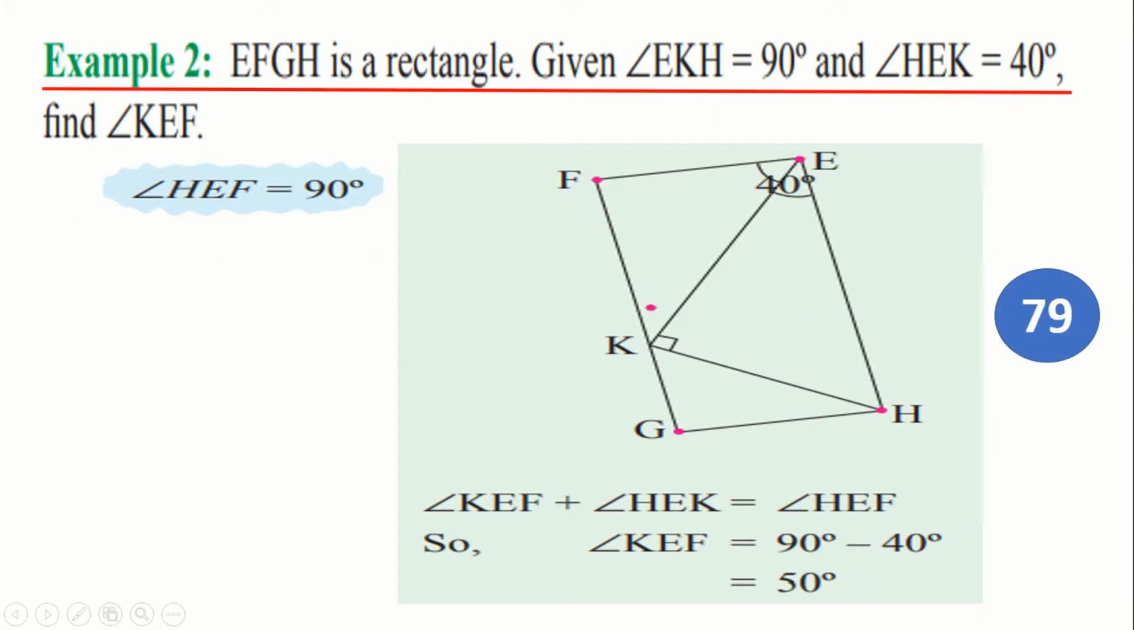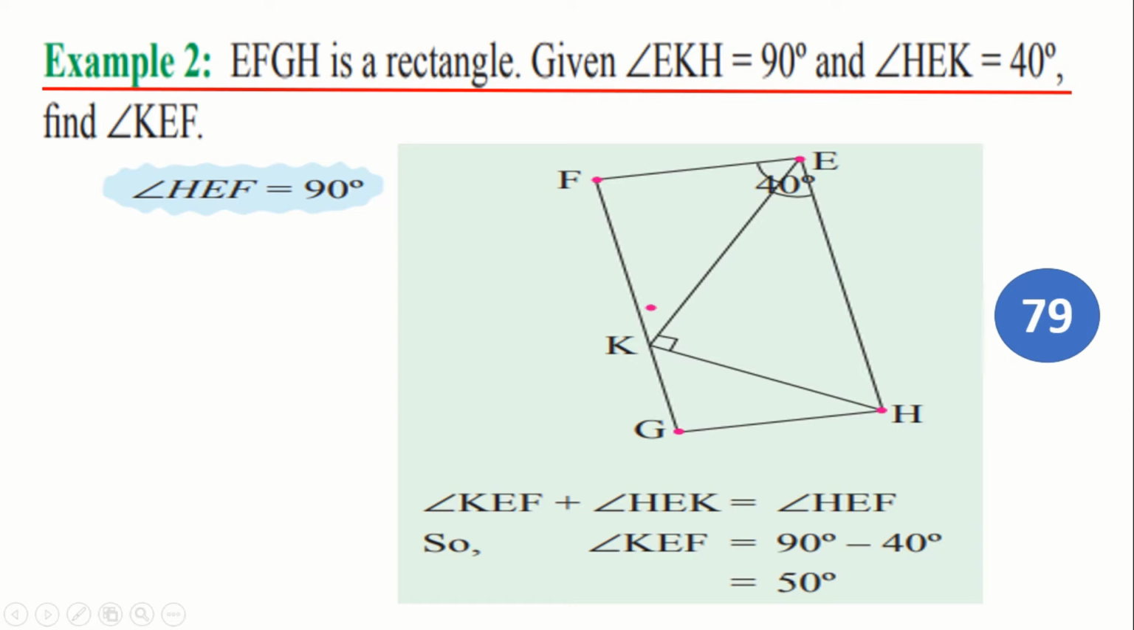Example number 2. EFGH is a rectangle. This is the shape. Given angle EKH is equal to 90 degrees, and angle HEK is equal to 40 degrees. Find angle KEF.